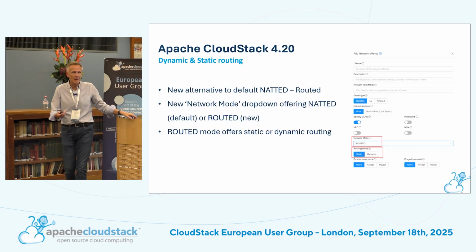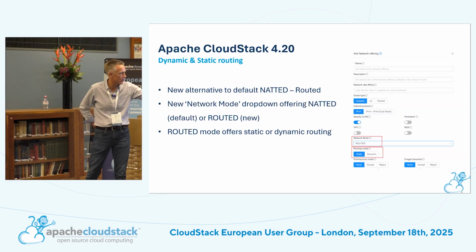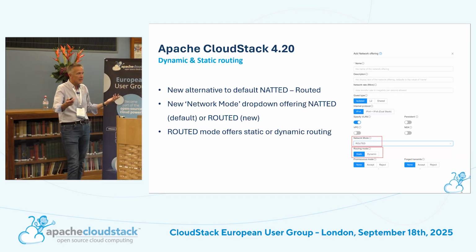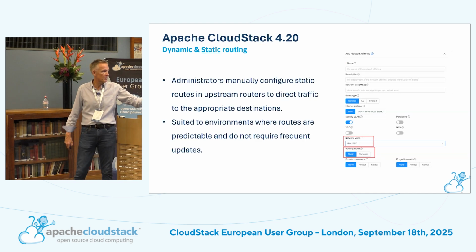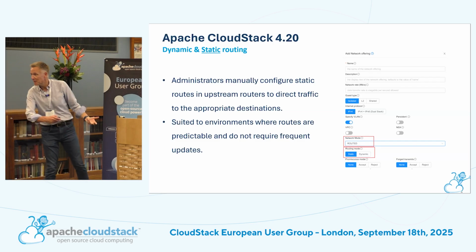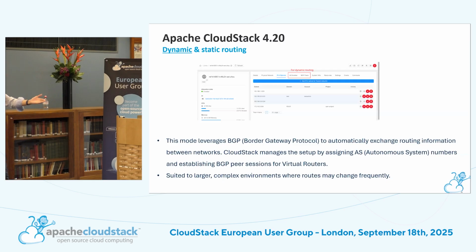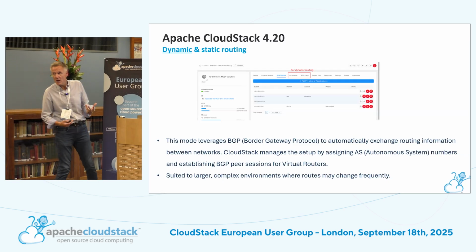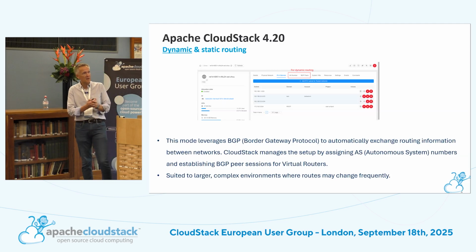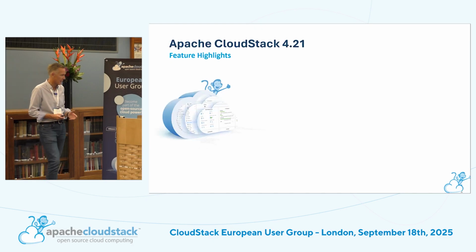Dynamic and static routing, again, I'm not going to explain what dynamic routing and static routing are, but it's basically just a new alternative. You can now use a new network mode, routed, instead of the default natted, and it essentially offers dynamic and static routing. Static routing, again, I'm sure we know what it is. It's not particularly exciting, it was just interesting when it first came out. And dynamic routing, again, we all know what that is. There's some detail on that. So like I say, it's a new networking mode that, as opposed to just the default natted, you've now got the routed mode, if you want to use it. Now, CloudStack 4.21, as I say, was released on the 28th of August, so just two or three weeks ago.